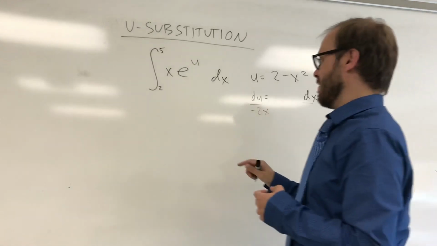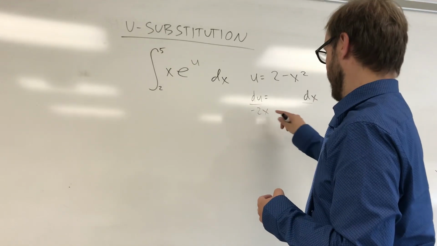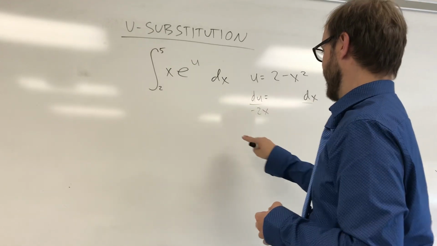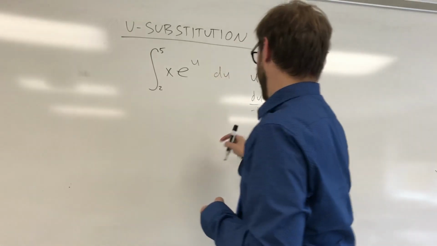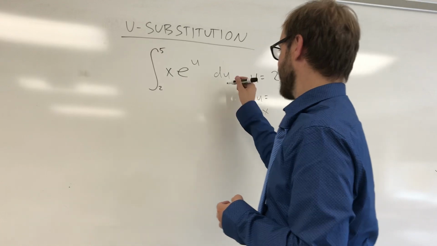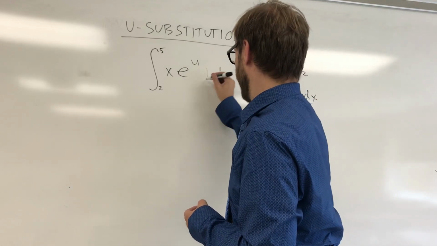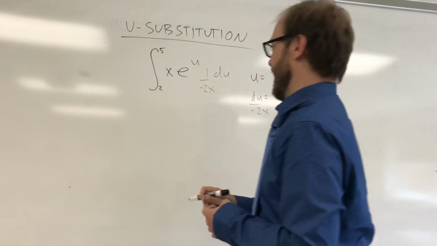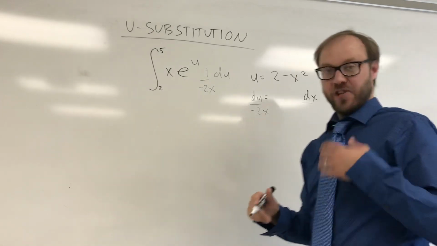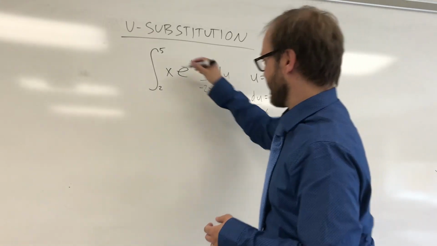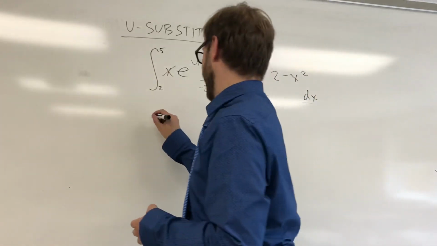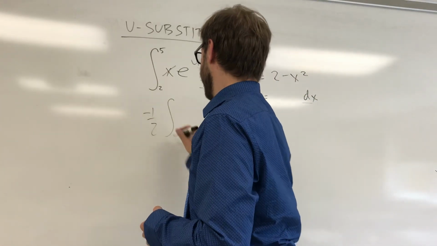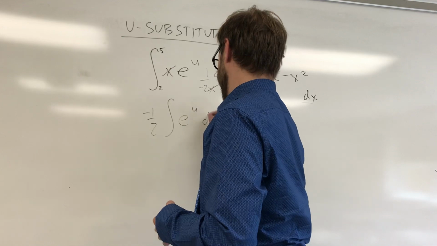So I will replace the dx with all of this. So I've got a du over negative 2x. I'm going to write that as a 1 over negative 2x, okay? And what you should see here is, oh, we have an x that cancels that x right there. I can factor this 1/2 out in front. So I've got a negative 1/2 e to the u du.